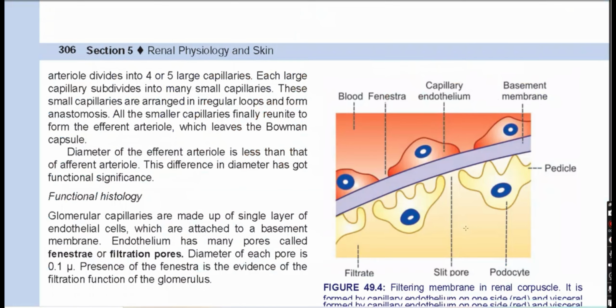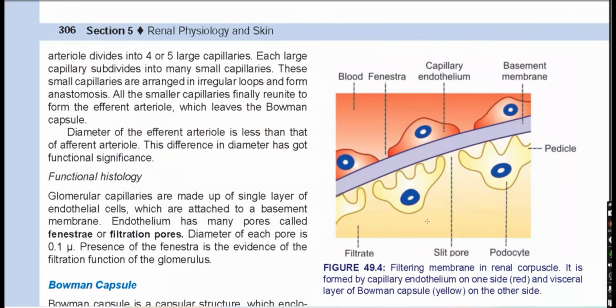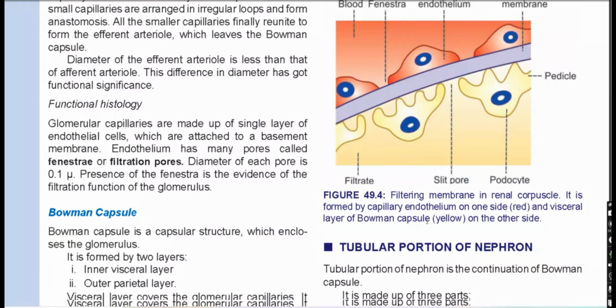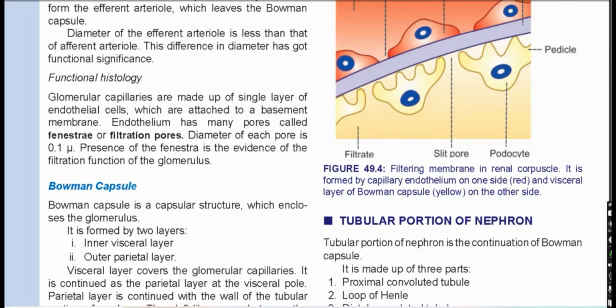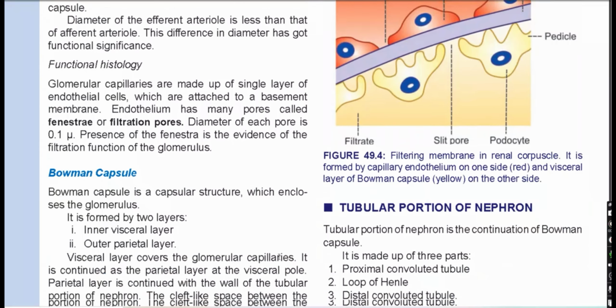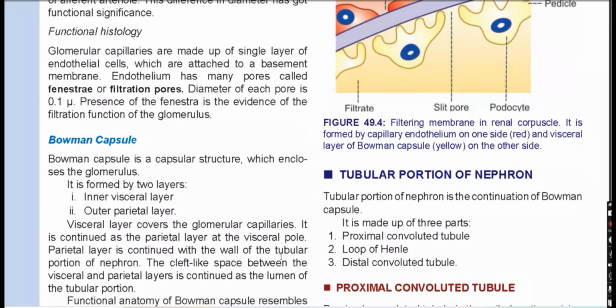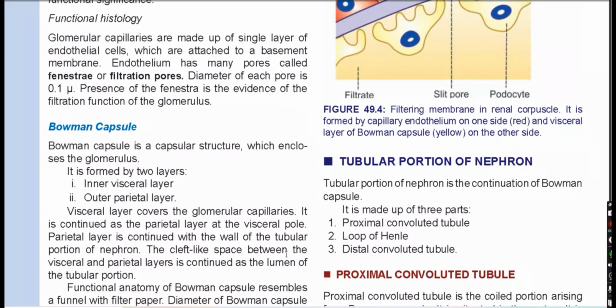Now, if you look at the Bowman capsule, there are actually two layers: an inner visceral layer and an outer parietal layer. The visceral layer covers the glomerular capillaries and continues with the parietal layer at the visceral fold.